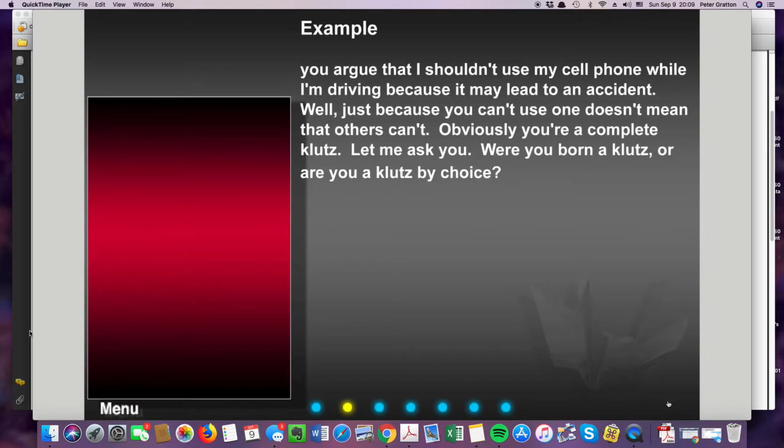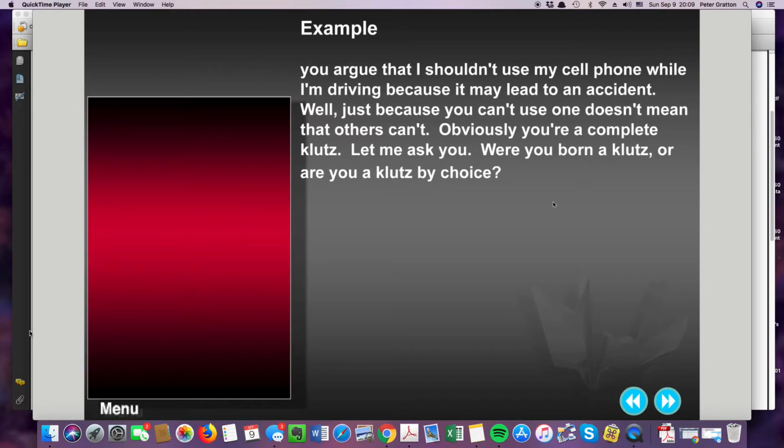For example, you argue that I shouldn't use my cell phone while I'm driving because it may lead to an accident. Well, just because you can't use one doesn't mean that others can't. Obviously, you're a complete klutz. Let me ask you, were you born a klutz, or are you a klutz by choice? Right? So we get one fallacy there. We get a red herring, I think, and then a changing of the subject there.